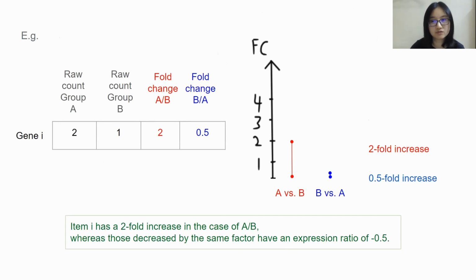The same goes for the other rows, but maybe we just pick the first row to see. The fold change of A versus B will be 2, and the fold change of B versus A will be 0.5. So we can see there is a twofold increase in the case of A versus B, but a 0.5-fold change in B versus A. This creates confusion about what 0.5 means and what twofold means, but in fact they refer to the same comparison.